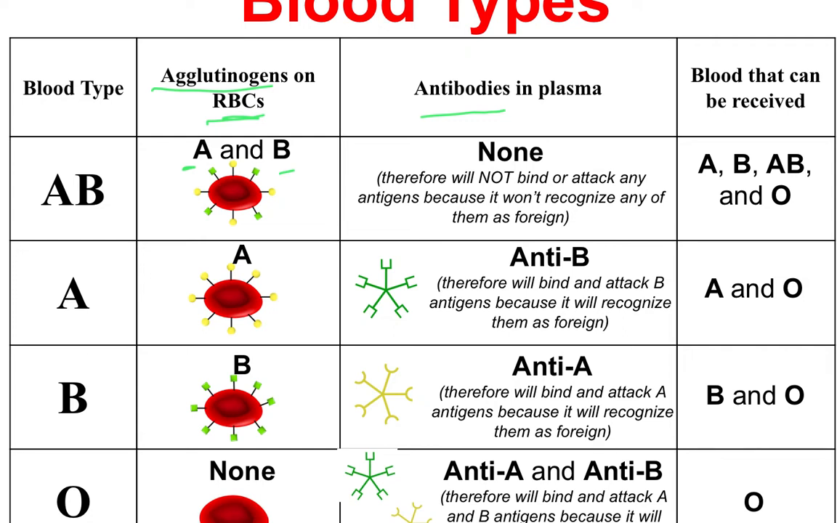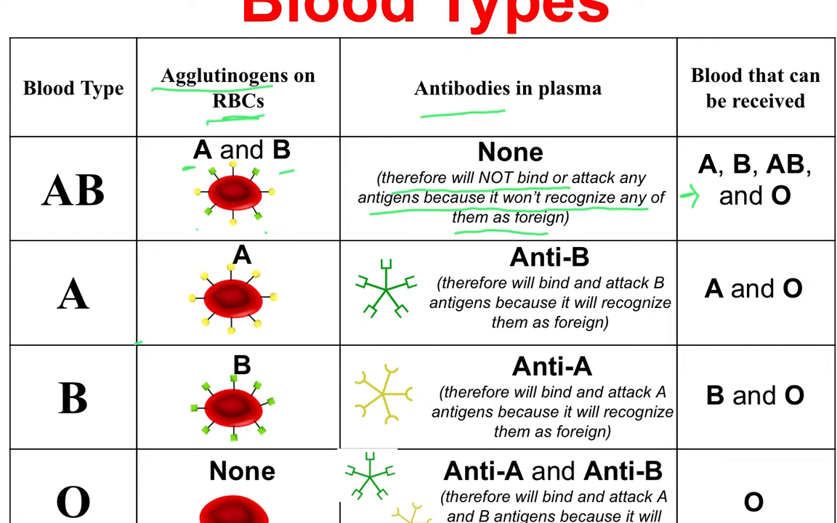Okay, so if you have type AB blood, then nothing will bind or attack any of the antigens because it won't recognize any of them. So if you need a blood transfusion, you can receive A, B, AB, and O. People with type AB blood are called the universal recipient because they have both of the antigens A and B on their red blood cell. So they're not producing antibodies to anything. So they can receive all types of blood without worrying about having it be attacked.